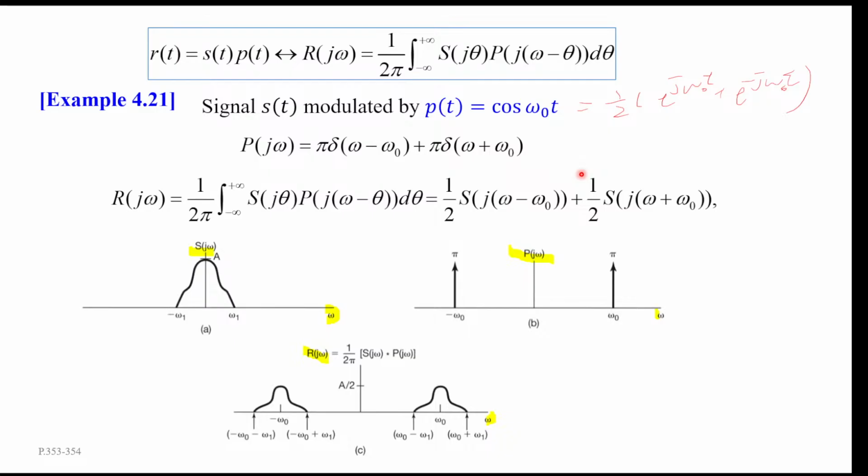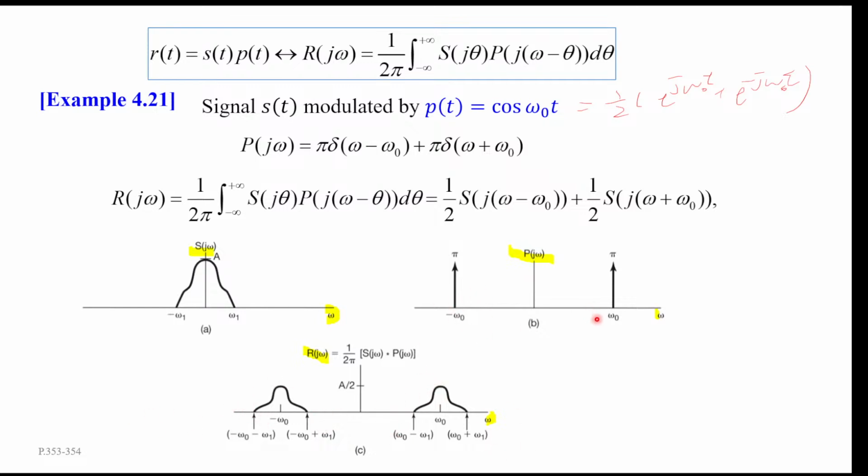It's easier to see the effect if we look at the picture here. You have a quite arbitrary big S of j omega here. This is the frequency domain representation of your input signal, and you convolve it with these two delta spikes at minus omega naught and plus omega naught. Then you see something very interesting happen: your signal in the frequency domain got split into two copies.